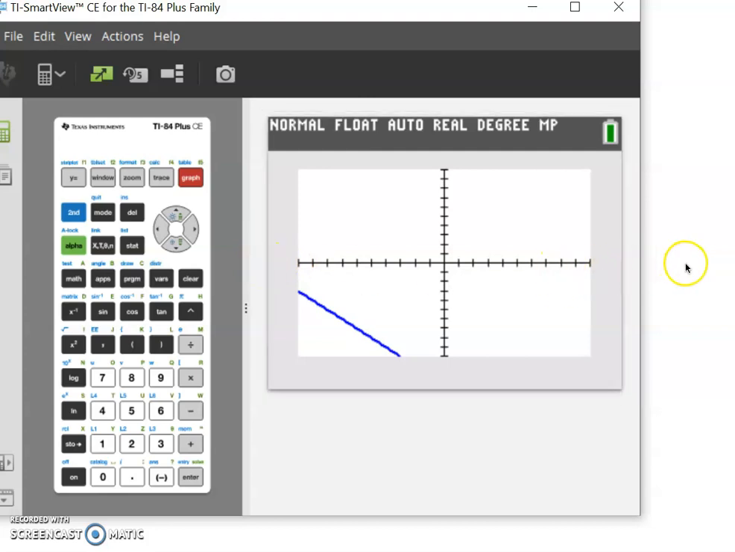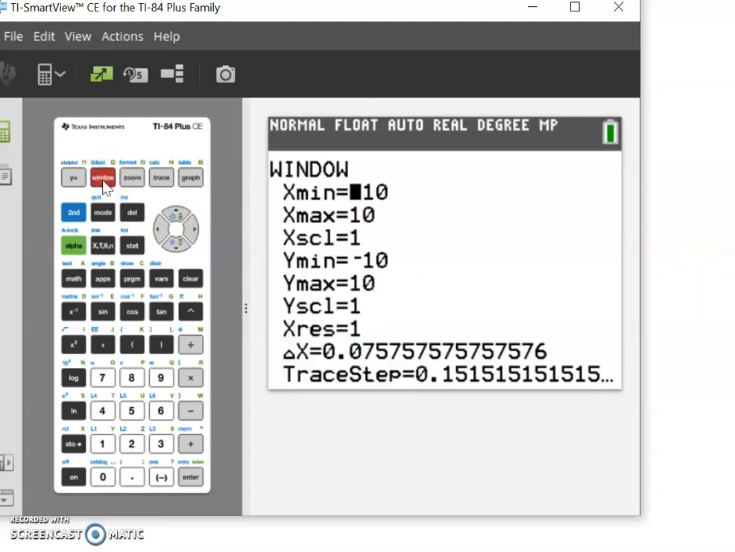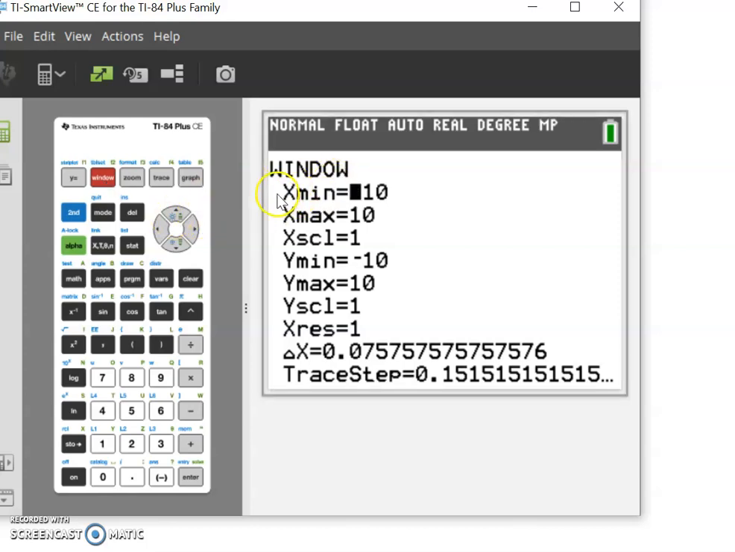If it's touching at positive 23, it's off our screen. So we're going to go change our window, and we can change it to whatever we want. But if we want to go off to the left, those are your x values that you're wanting to change. To the left is your min, to the right is your max.